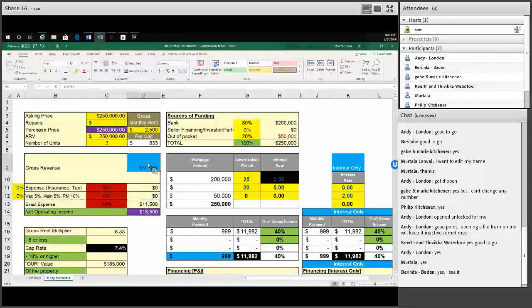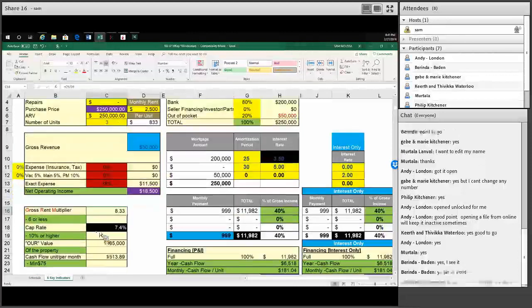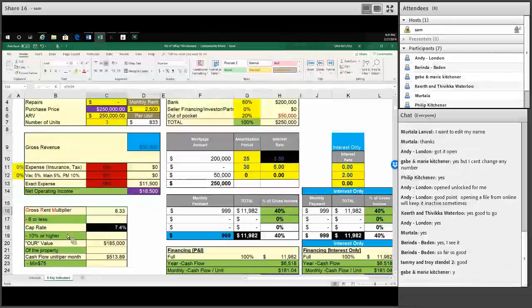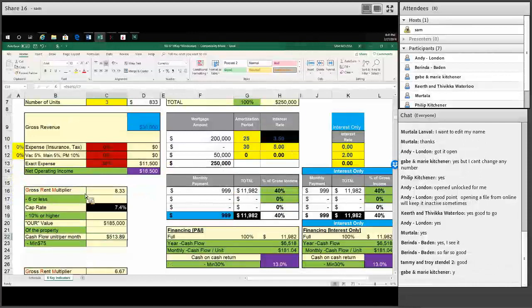The net operating income is after I pay my expenses, how much money do I have left? So I got the property, I got the purchase, I got the gross rents, how much of the gross rents, the income, do I get to keep after I pay my expenses? That's the net operating income, $18,500. Does anybody have any questions? We're good? So far, so good?